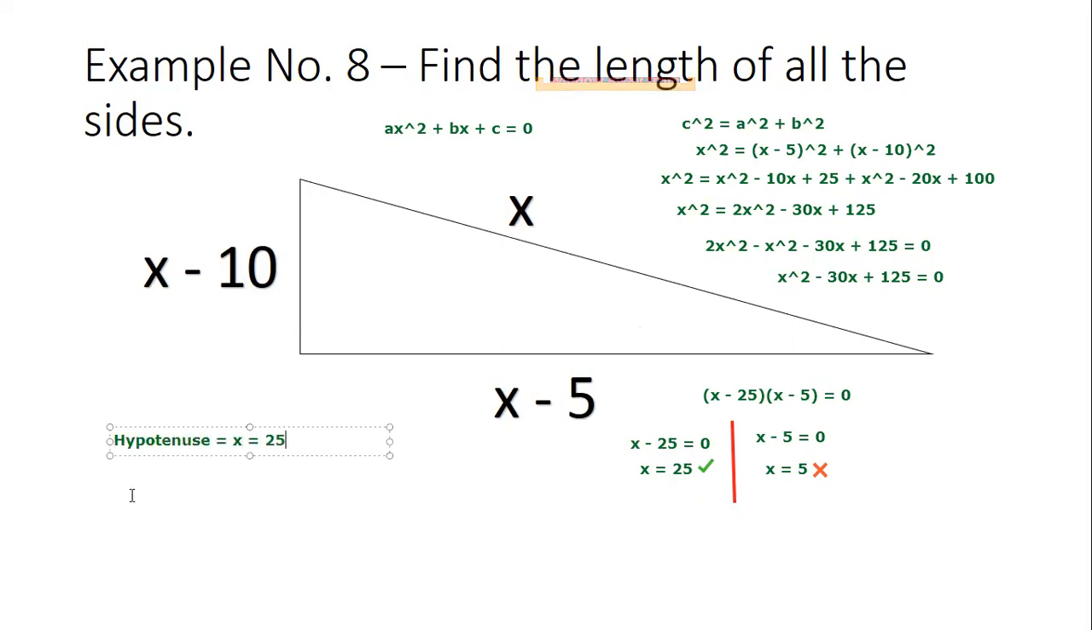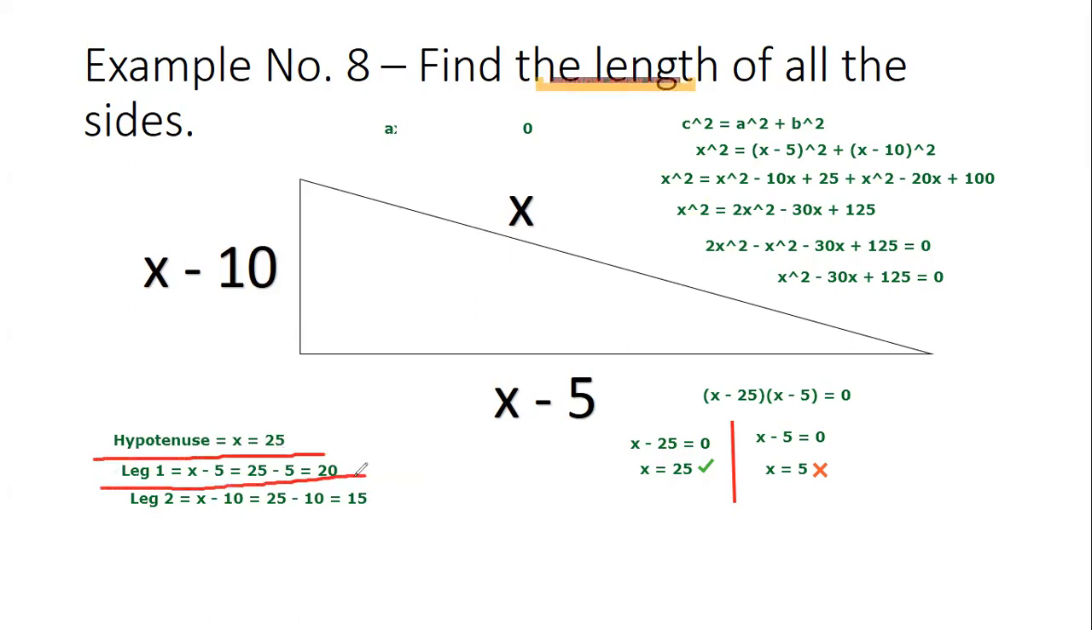The first leg, which is x minus 5, leg 1, is equal to 25 minus 5, or that's equal to 20. The second leg is x minus 10, which is equal to 25 minus 10, which is equal to 15. That will be the answers for this one, this one, and this one.